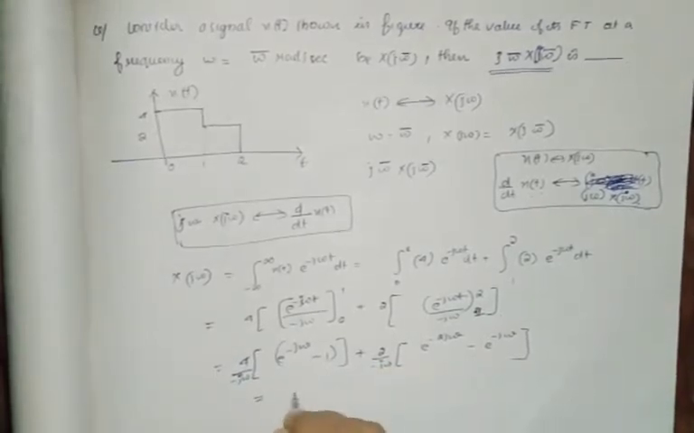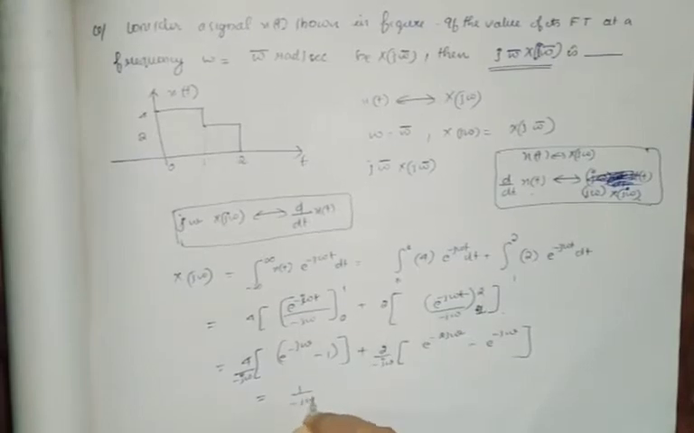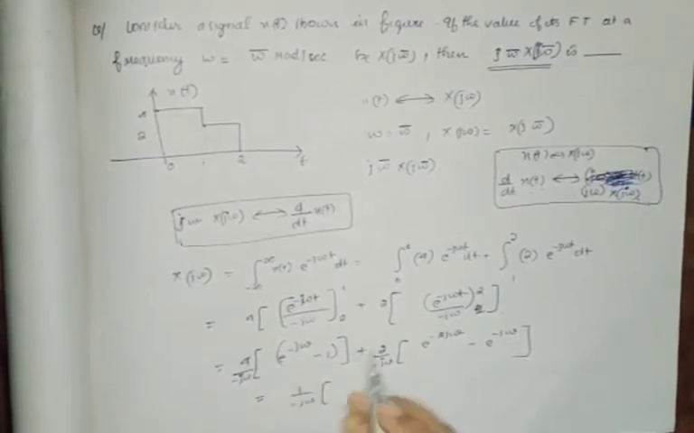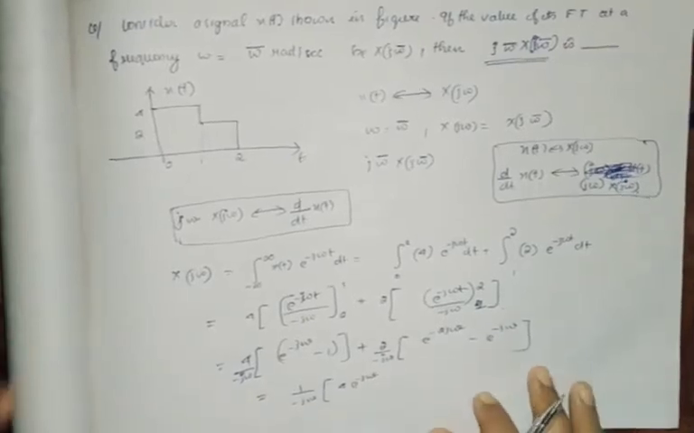So I'll take 1 by j omega outside and open this bracket. Okay, we'll get 4 into e raised to minus j omega.